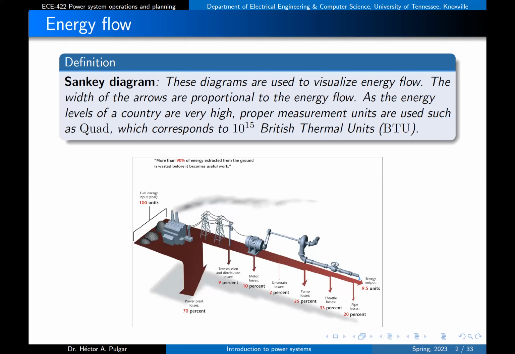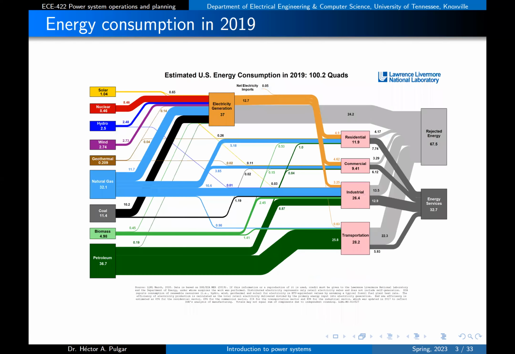But then if you look inside your system, whatever you are connecting to the grid, you might have internal losses as well. You might not be 100% efficient in whatever process you have. And these losses can be electrical or mechanical or other types of losses. So at the end, what we recover sometimes is a small fraction of what is being produced at the power plant. Well, that's an example, but this is realistic.